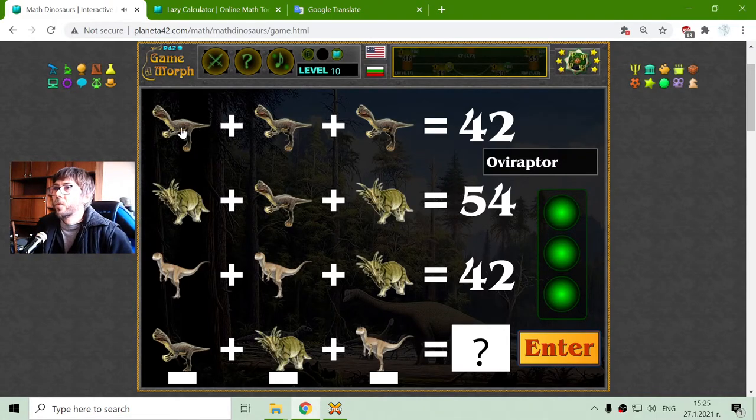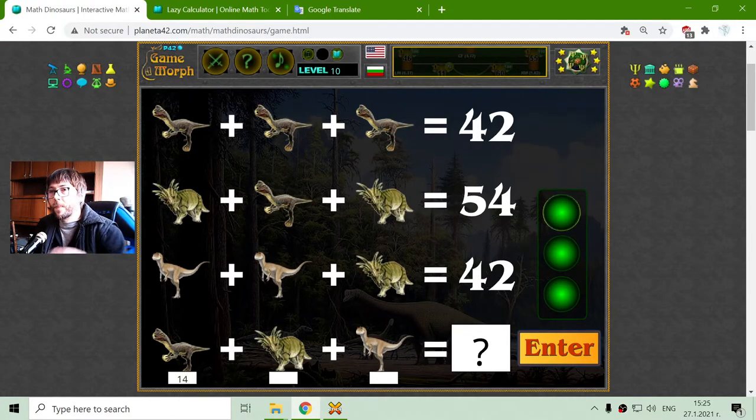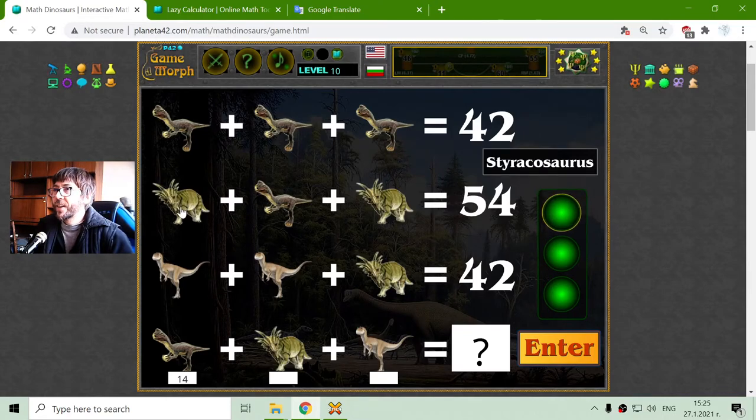All right. Oviraptor. I think this is easy to pronounce. 3 oviraptors equals 42. Let's divide. I believe 3 multiplied by 14 is 42. But let me see. Yes.